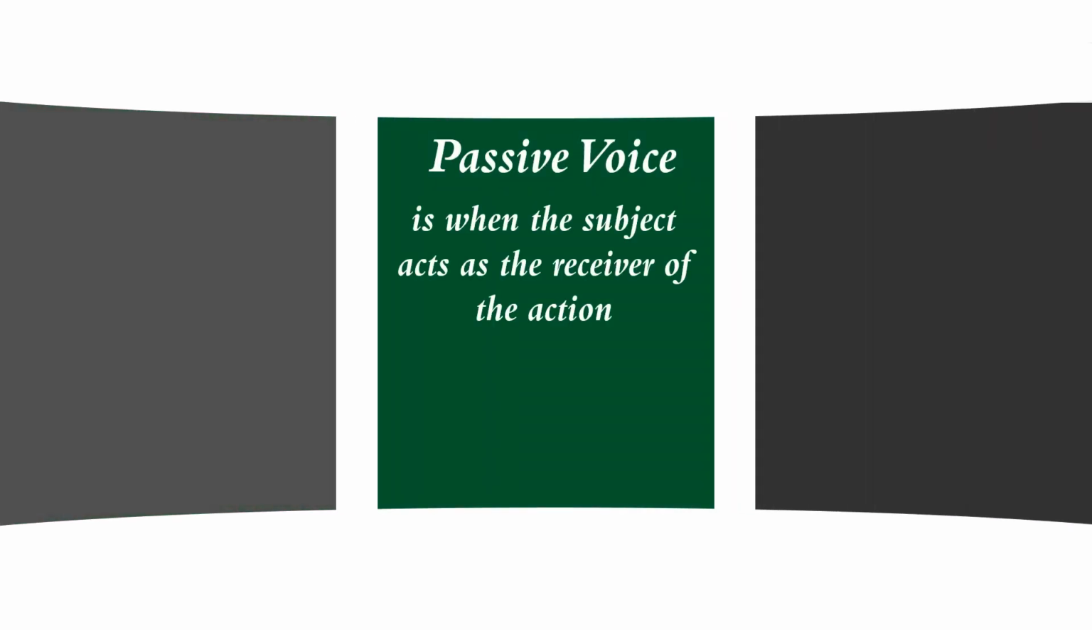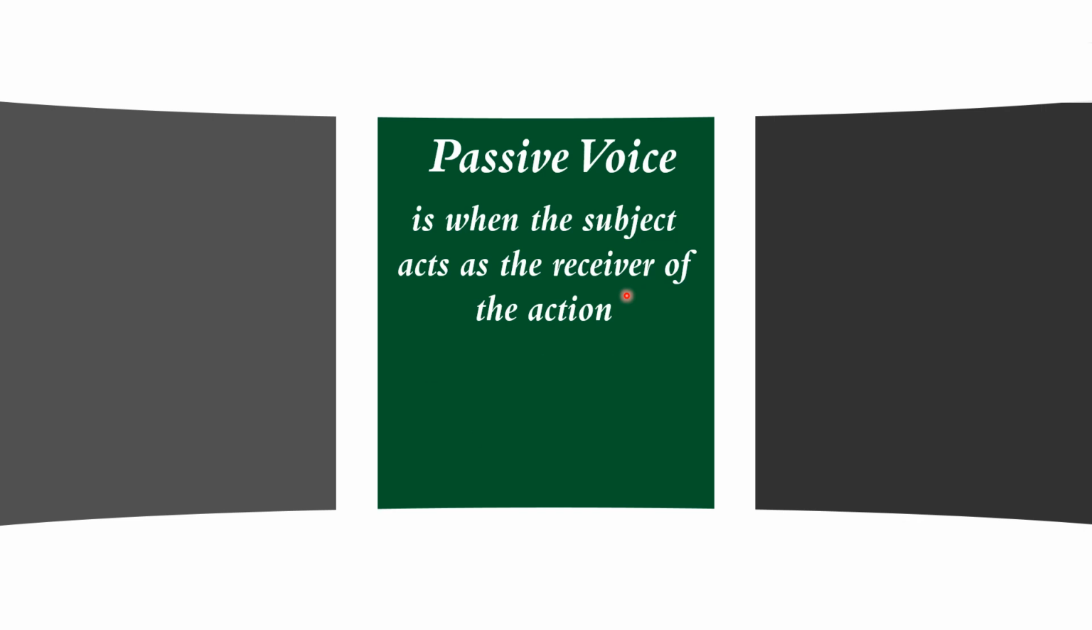Passive voice is when the subject acts as the receiver of the action. It contradicts the active voice, because in the active voice the subject is the doer of the action. However, in the passive voice, the subject is the receiver of the action. What is the receiver of the action in the active voice? The object or the predicate.